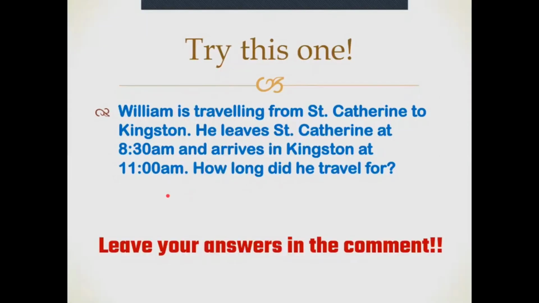Okay, so now it's time for you to try one on your own using any of those strategies that we went through before. William is traveling from St. Catherine to Kingston. He leaves St. Catherine at 8:30 a.m. and arrives in Kingston at 11 a.m. How long did he travel for? Leave your answers in the comment. Now remember to look at the early time and the late time before starting to work your question.